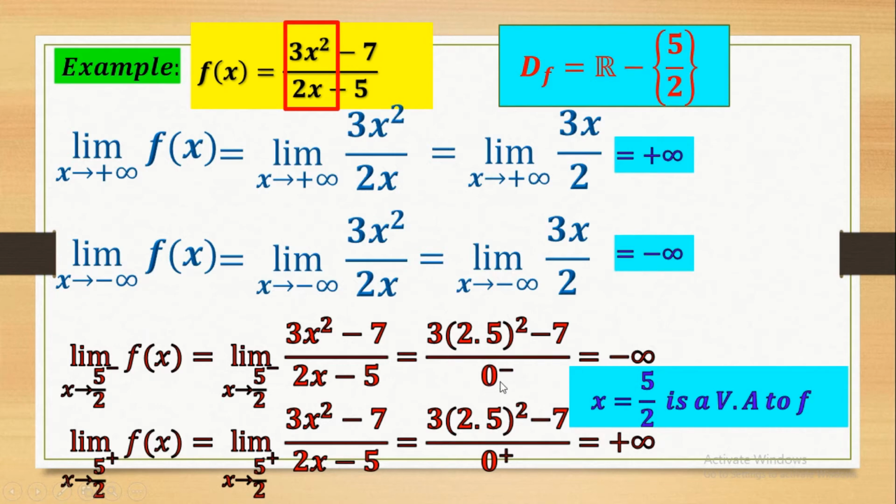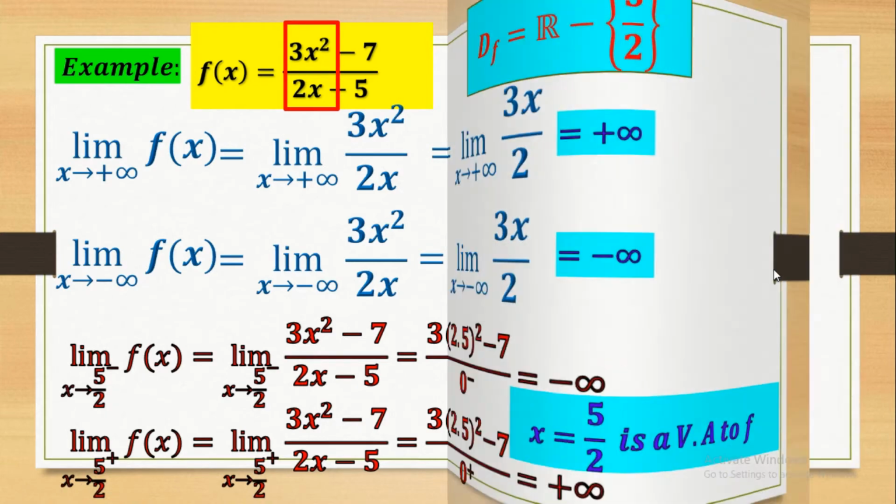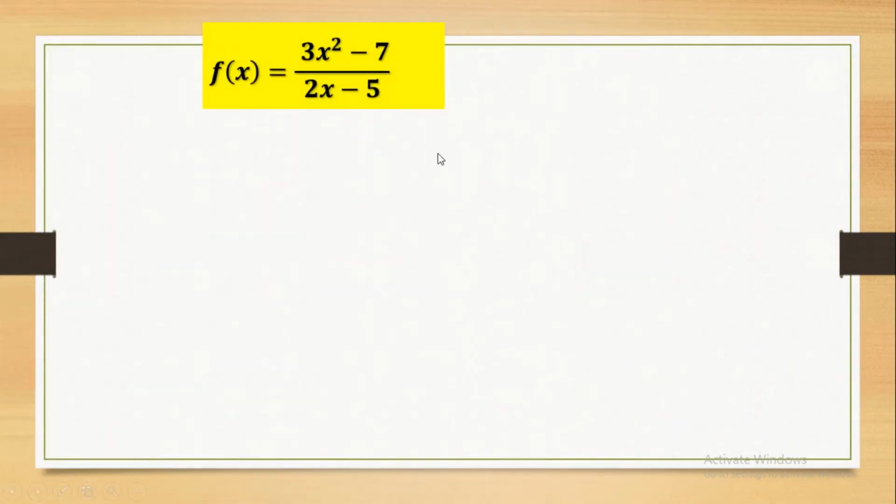So here when we divided by 0 minus, the limit was minus infinity, since plus over minus is minus. And here when we divided by 0 plus, the sign is positive, and plus over plus gives us plus infinity. In both cases, x equals 5 over 2 is a vertical asymptote to f. Well, here we have studied the limits. Now let's start the study of variation of this function.